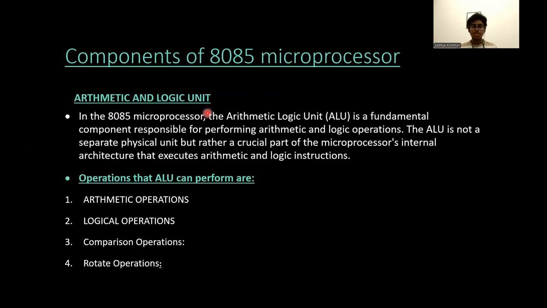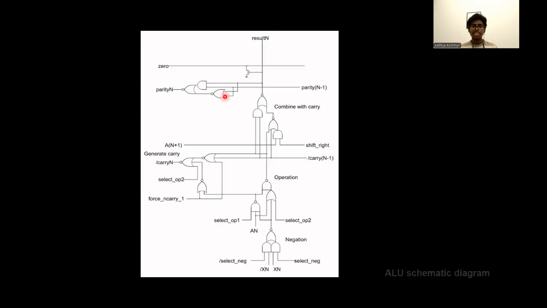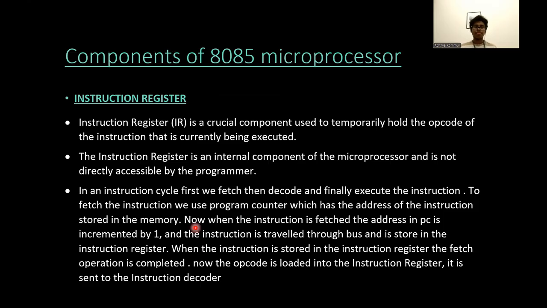Arithmetic and logic unit. This is one of the most important components of the microprocessor, which performs the following operations: arithmetic operations, such as add, subtract, multiply, and divide; logical operations, which means bitwise OR, bitwise AND, complement, XOR; comparison operations, which, like the name suggests, compare the values between two bits; and rotate operations, rotate left and rotate right. The ALU performs all the arithmetic and logic related tasks which the microprocessor needs. This is the schematic diagram of the ALU which is present in the 8085 microprocessor.